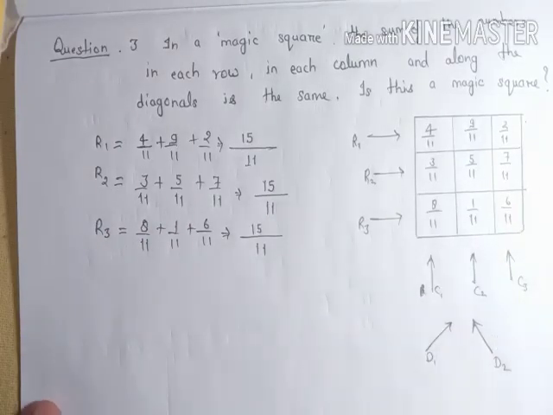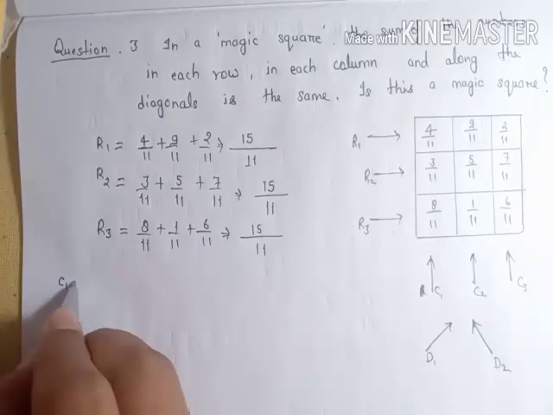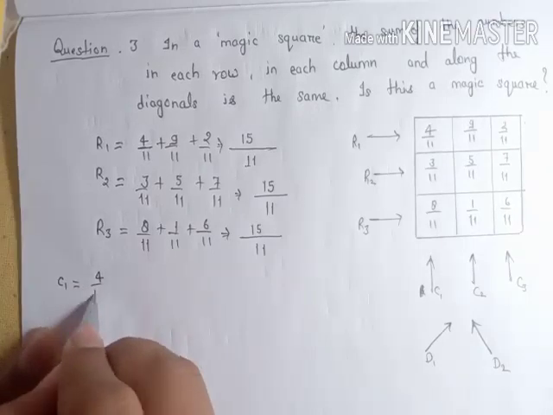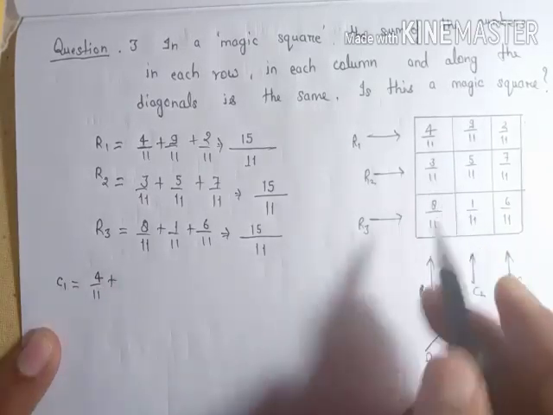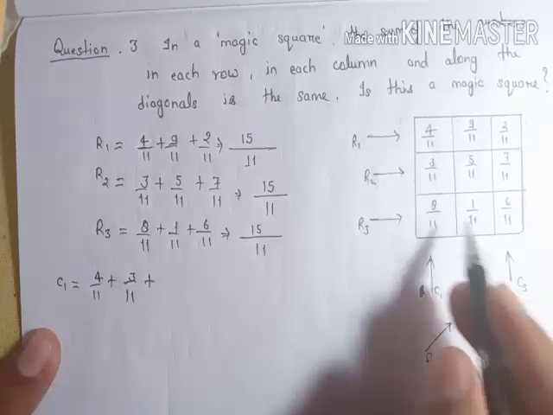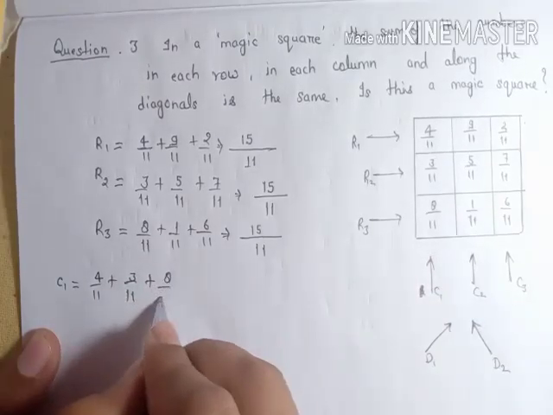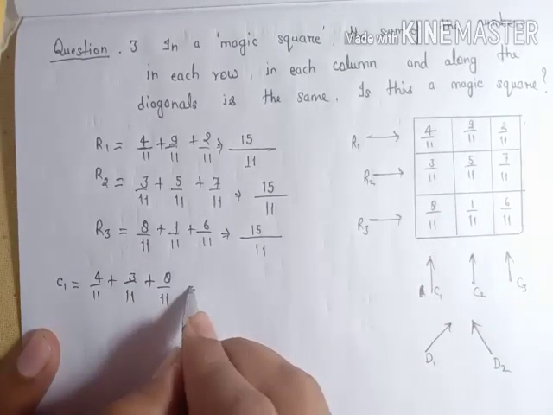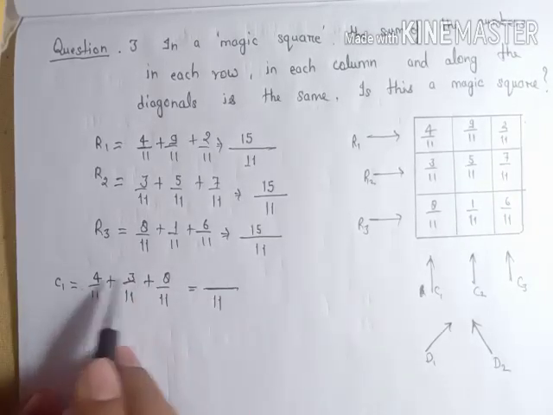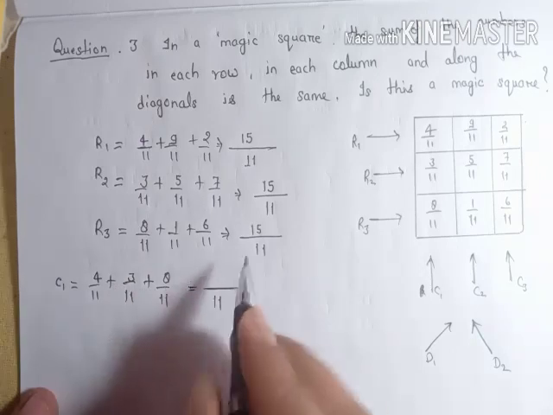Now let's check it for columns. C1 is equal to what? 4 upon 11, this 3 upon 11, plus 8 upon 11, and the LCM is 11. Add these numbers: 4 plus 3 is 7, and 7 plus 8 becomes 15.